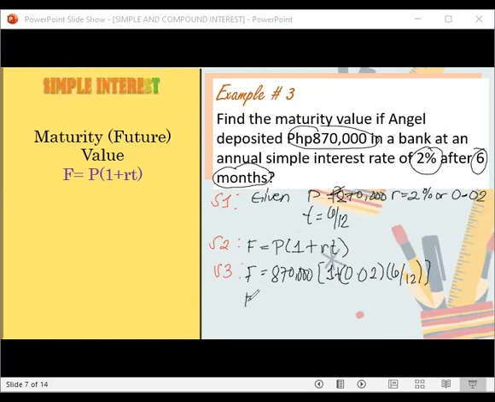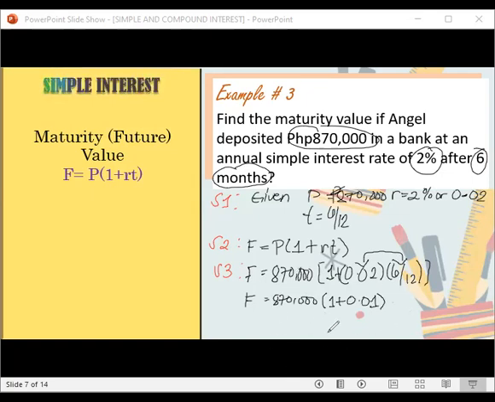Yan. So, GEMDAS. Ano ang mauuna? Yung nasa loob ng bracket. So, itong parenthesis. So, ito muna yung mauuna. So, 0.02 times 6/12. What is the answer? The answer is 0.01. So, copy muna natin to. 870,000 times 1 plus 0.01.